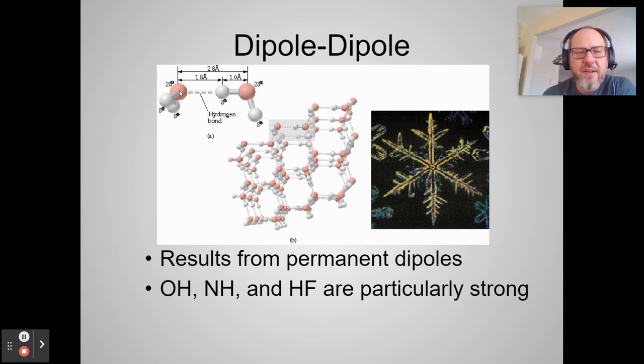That is able to interact with the positive charge of neighboring water molecules. So the oxygen's negative charge interacts with the positive charge of a neighboring hydrogen, right? And they line up like this so that all of the oxygens are oriented towards the hydrogens, all the hydrogens oriented towards the oxygens. And the reason why this is such a strong dipole-dipole attraction for OH, NH, and HF bonds is because the O and the H are so small, right? They're super small atoms. And so they're able to interact very closely.